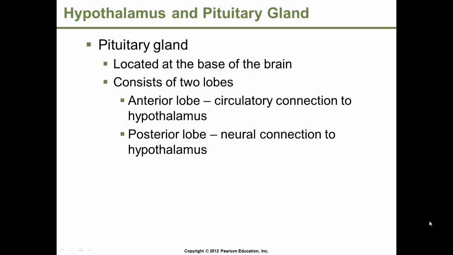The pituitary gland is approximately the size of a pea and is suspended from the brain base by a short stalk. It consists of two lobes, the anterior lobe and the posterior lobe. The anterior lobe has a circulatory connection to the hypothalamus, and the posterior lobe has a neural connection to the hypothalamus. You may recall from Chapter 8 where we talked about the hypothalamus. It's important in regulating many physiological responses such as body temperature, sleeping, and water balance.